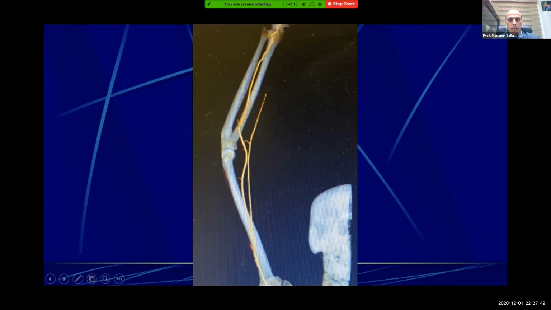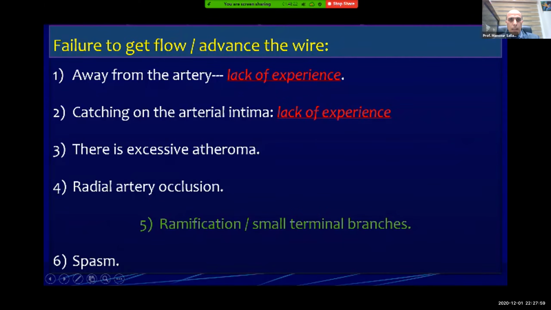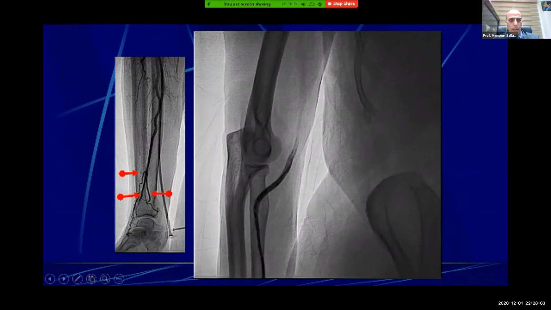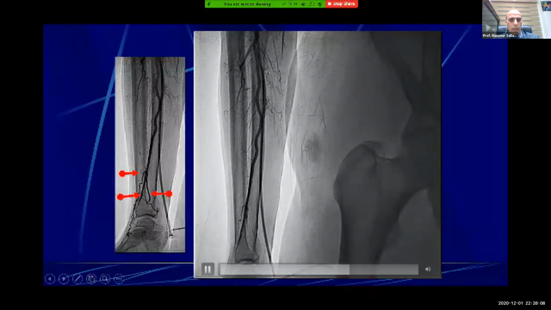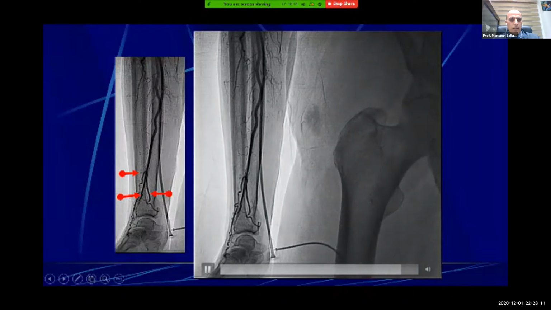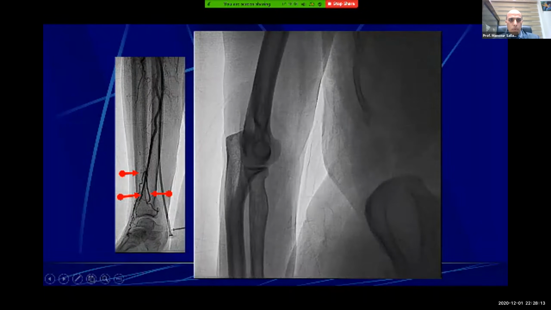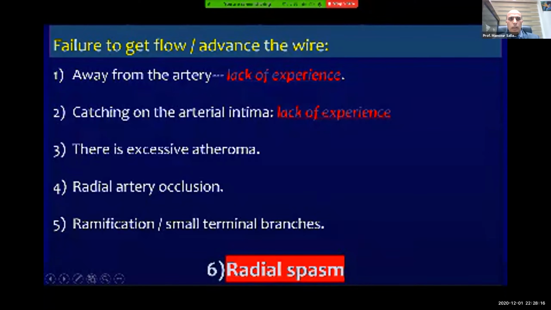By the way, the CT scan identified a high takeoff radial artery, which is also vulnerable to spasm that may result in radial artery occlusion. Sometimes we cannot get flow because of the ramification and small terminal branches of the artery, like the patient I presented. My patient presented 3 times and I failed. The ipsilateral ulnar artery was identified as very, very small. But the commonest cause you have to expect, when we cannot get flow or advance the wire, is radial artery spasm.